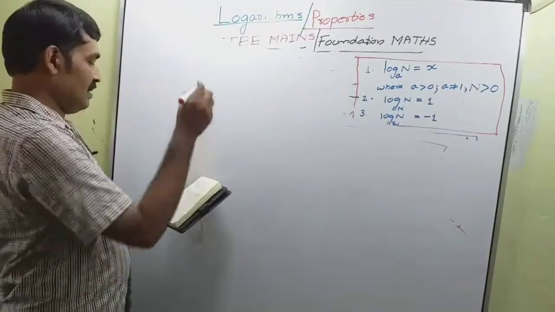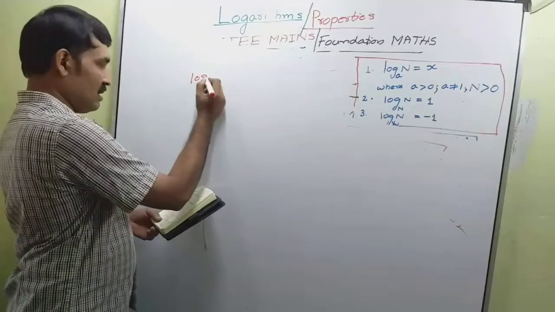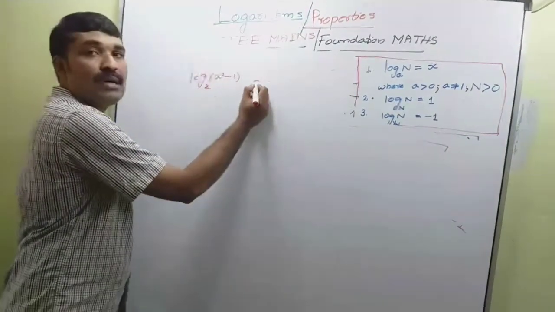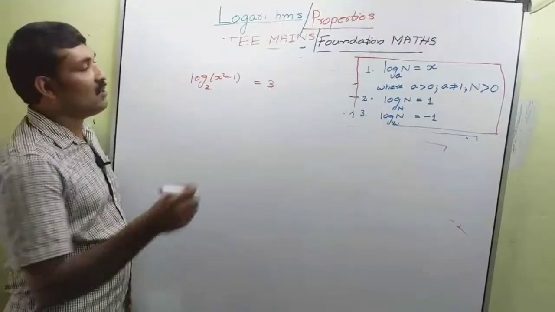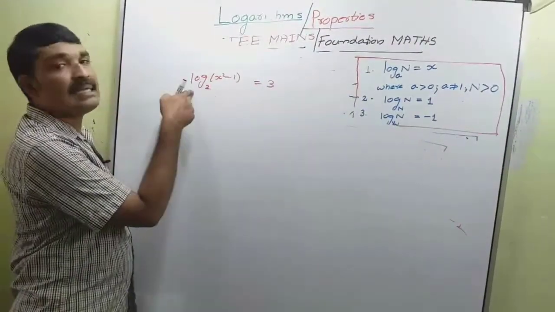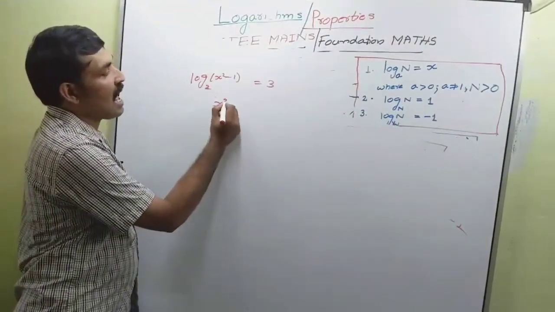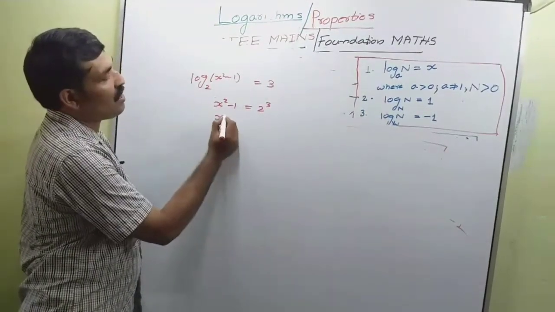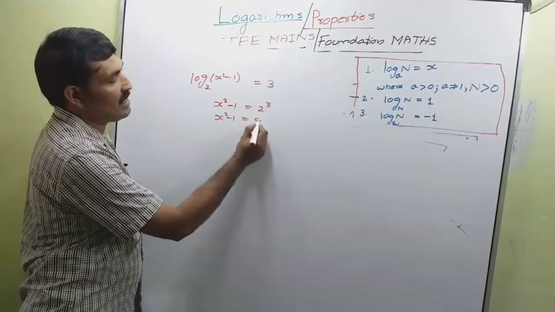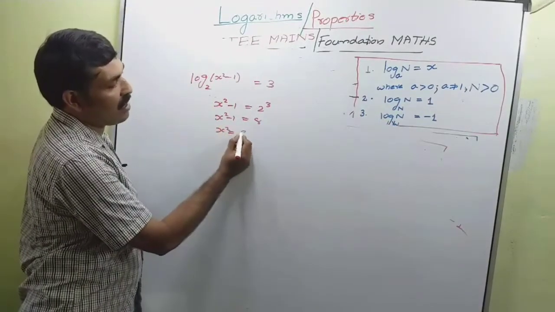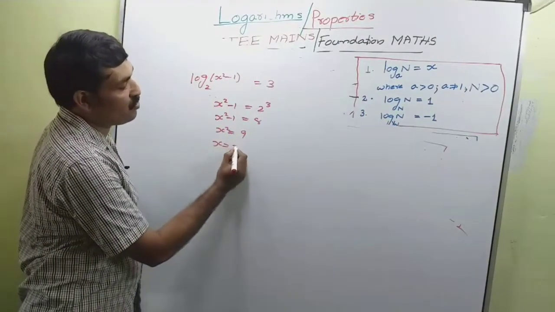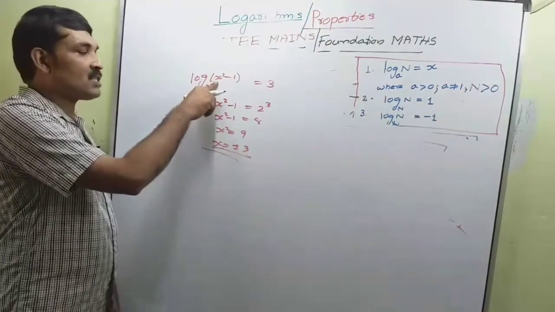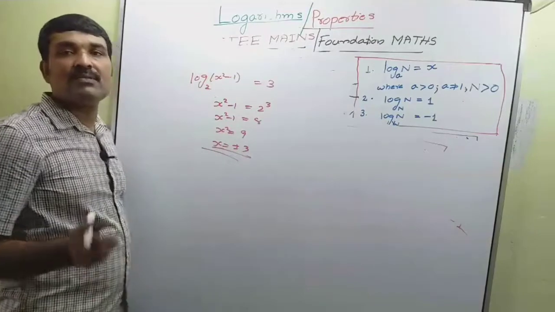So the answer is x is equal to 3. Now, log x square minus 1 to the base 2 is equal to 3. Find the value of x. So, represent this in exponential form. We can write x square minus 1 is equal to 2 raised to 3, or x square minus 1 is equal to 8, or x square is equal to 9, x is equal to plus or minus 3. So, here it is x square, so both values of x will satisfy.